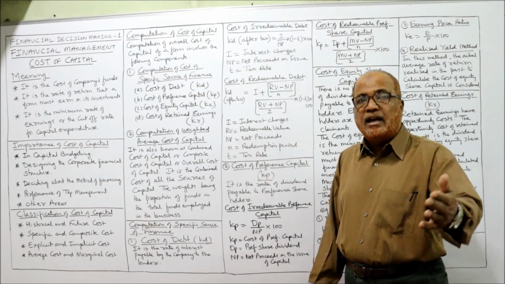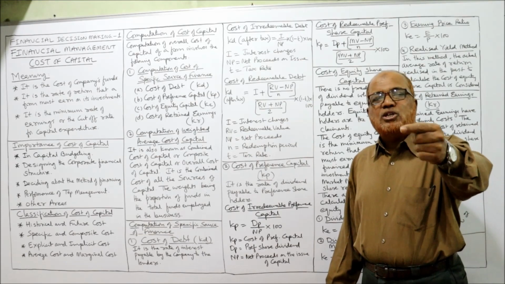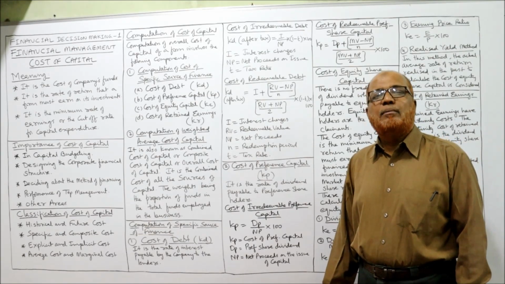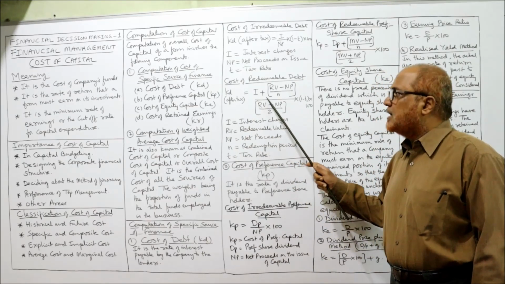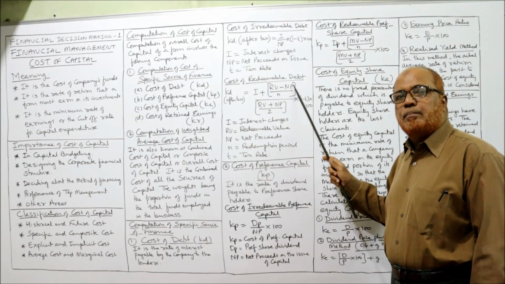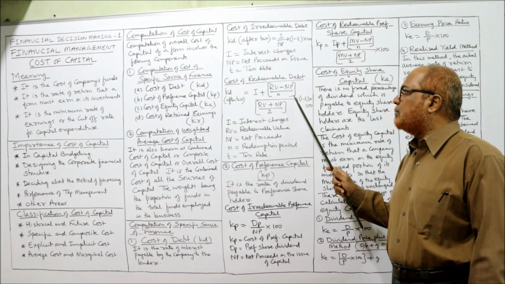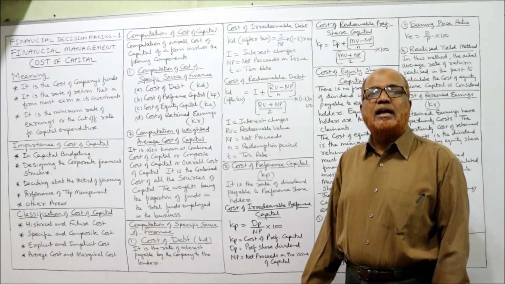If the debt is redeemable, that means the period of redemption is given. The company issues debentures which are redeemed after 10 years. It is called redeemable. So for redeemable debt, KD after tax is I plus RV minus NP by N, divided by RV plus NP divided by 2, into 1 minus T into 100. This formula will be applied for redeemable.